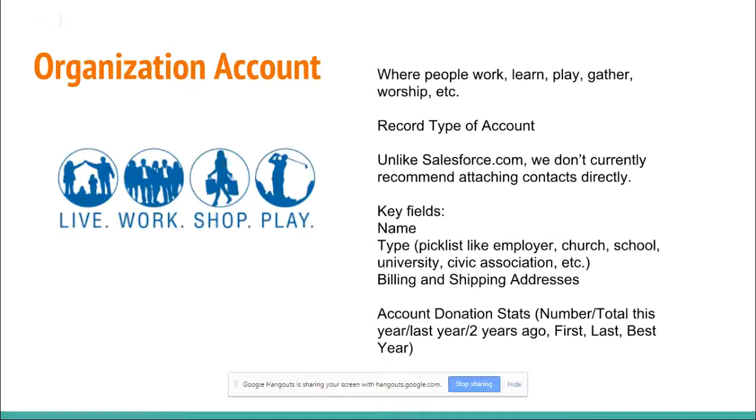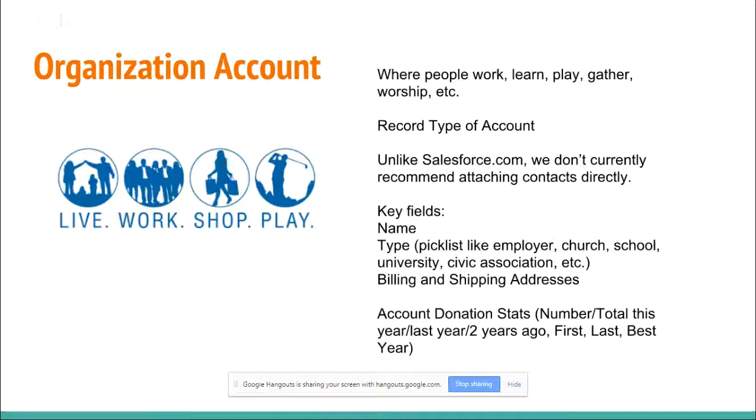So the organizational account has all the normal fields that Salesforce offers. Name. There's a pick list for what kind of account it is. Bear in mind that even this is deceiving. For example, an account that is a church is a church, and there are members there who worship there. But in all likelihood, there are also employers there. In all likelihood, there could be people who go to school there. So it's always a little more complicated than you think. So the pick list is kind of just the main reason they're in your database. It's not the only reason. And accounts have donation totals as well.